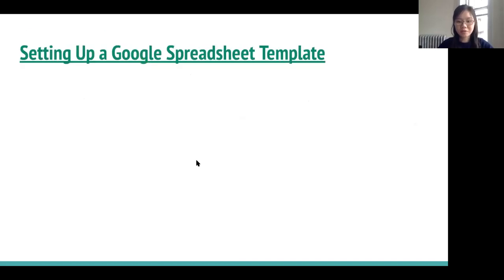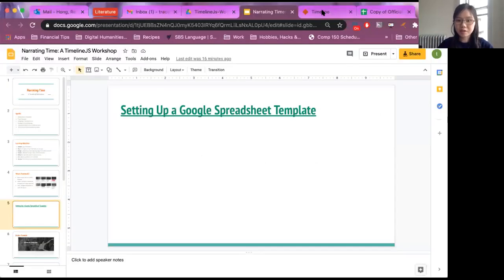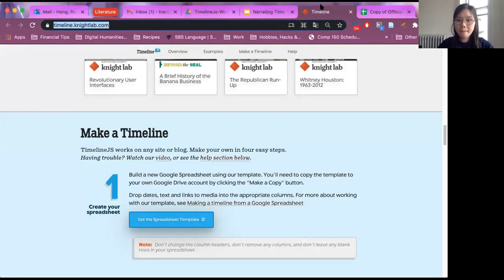Okay, so with that, let's get started with setting up a Google spreadsheet template for TimelineJS. Let me exit this briefly so I can give you all the link. I've put the link in the chat. I'll just wait for everyone to get there. Once you have gotten into the site, could you just flash me a thumbs up?